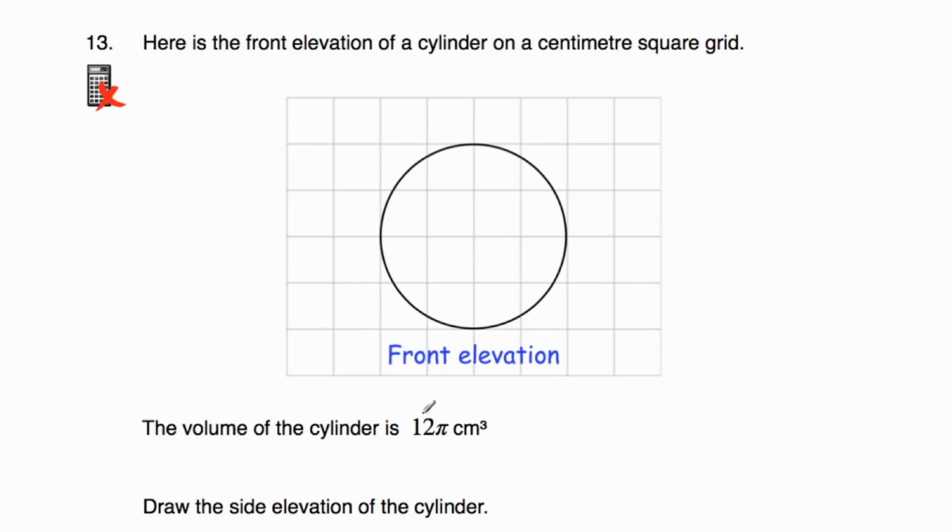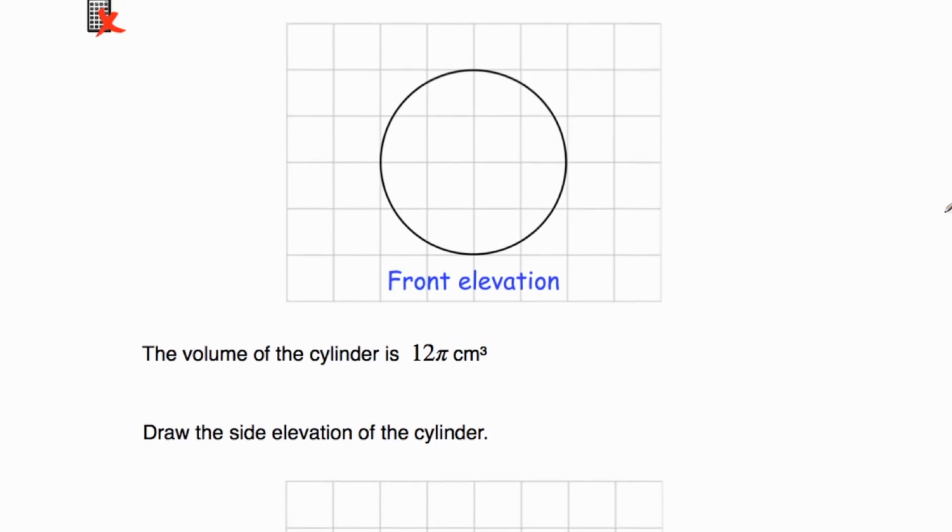And we're told the volume of the cylinder is 12 pi centimeters cubed. So we've got the volume of the cylinder, and we're asked to draw the side elevation of the cylinder. So if that's the front of the cylinder here, if we go from the front and go stand around the side and we look at the cylinder from the side now, what we're going to find is that that side elevation is a rectangle. The height of it will be the same as this. So if we look at the front elevation, the height of this front elevation, the distance from here to here, will be 1, 2, 3, 4 centimeters.